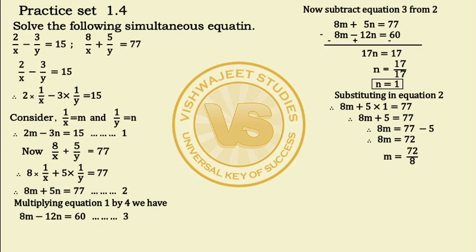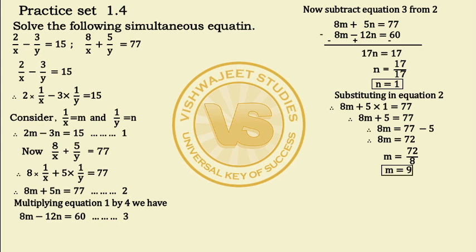8 is multiplication with m. When it goes to the right hand side of the equal sign, it will divide 72. After division, we get the value of m as 9. Therefore, m is equal to 9. Here we got the values of m and n.